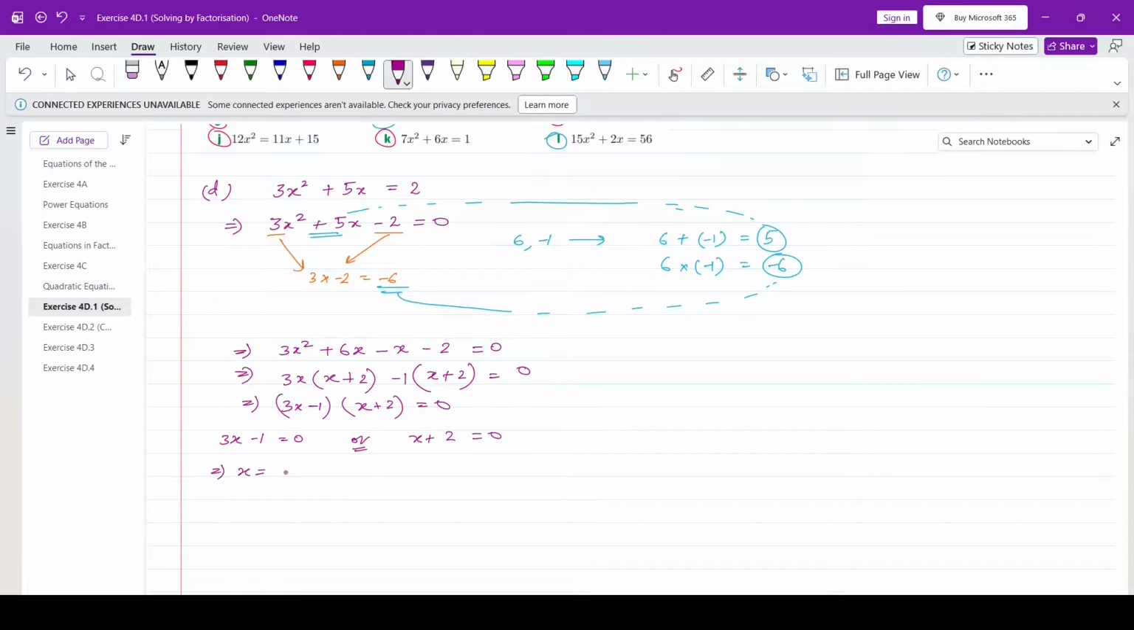So from here we get x is equal to 1 divided by 3, and from here we get x is equal to negative 2. Therefore, x is equal to 1 divided by 3 or negative 2. That's the answer.